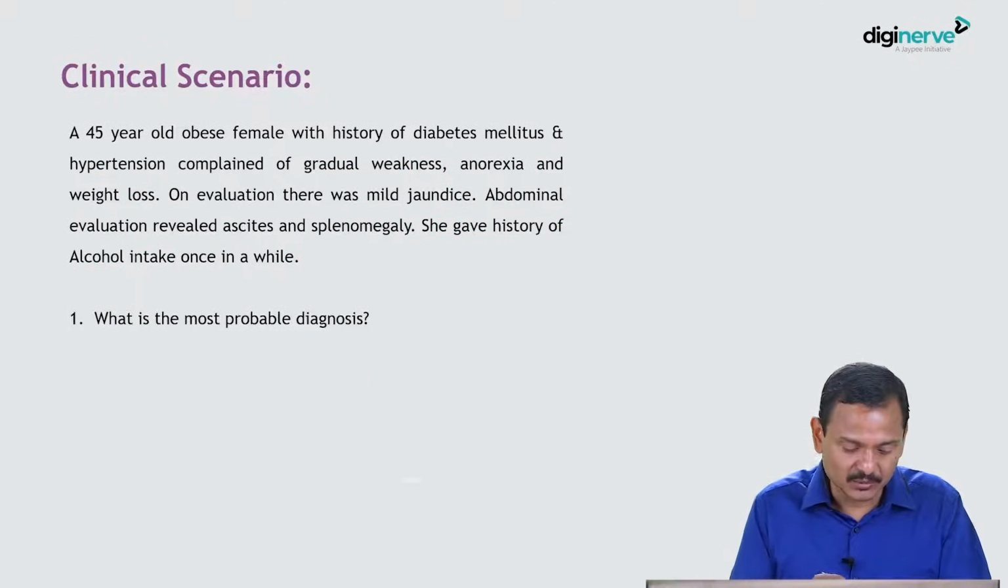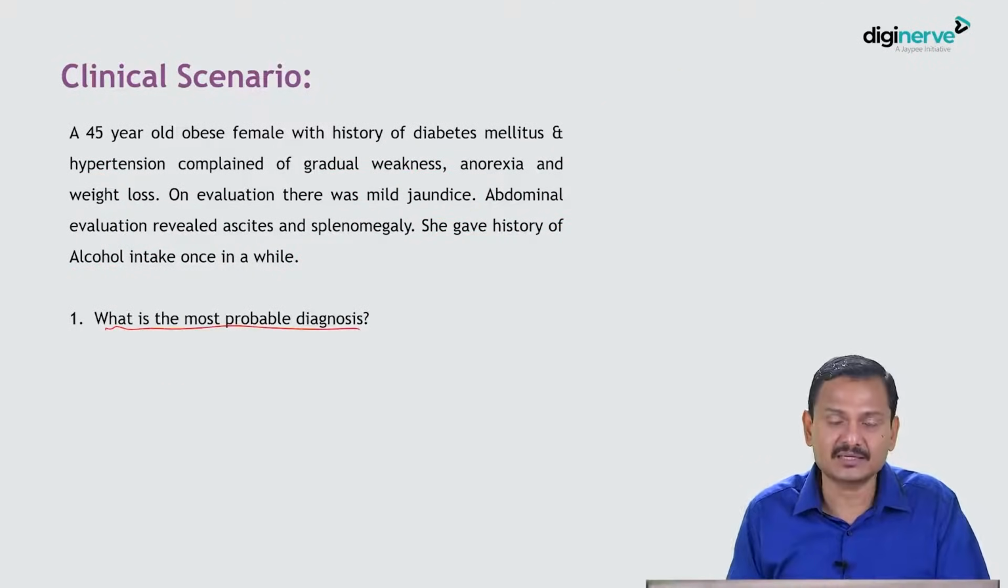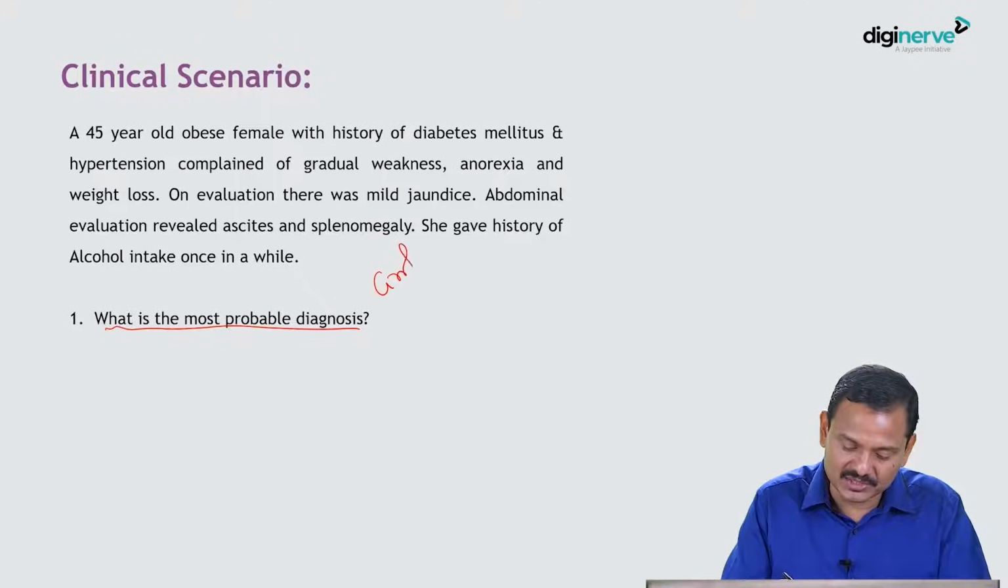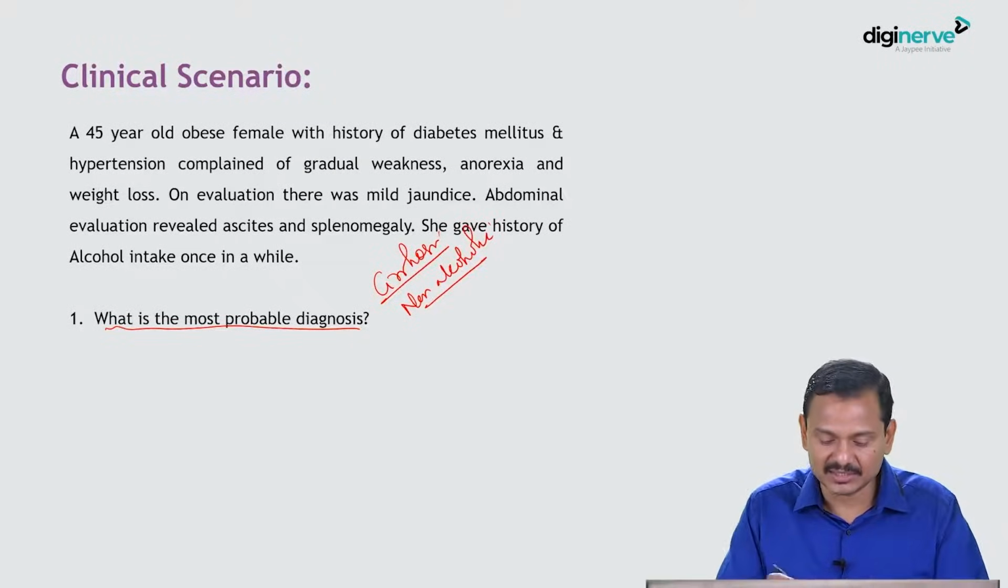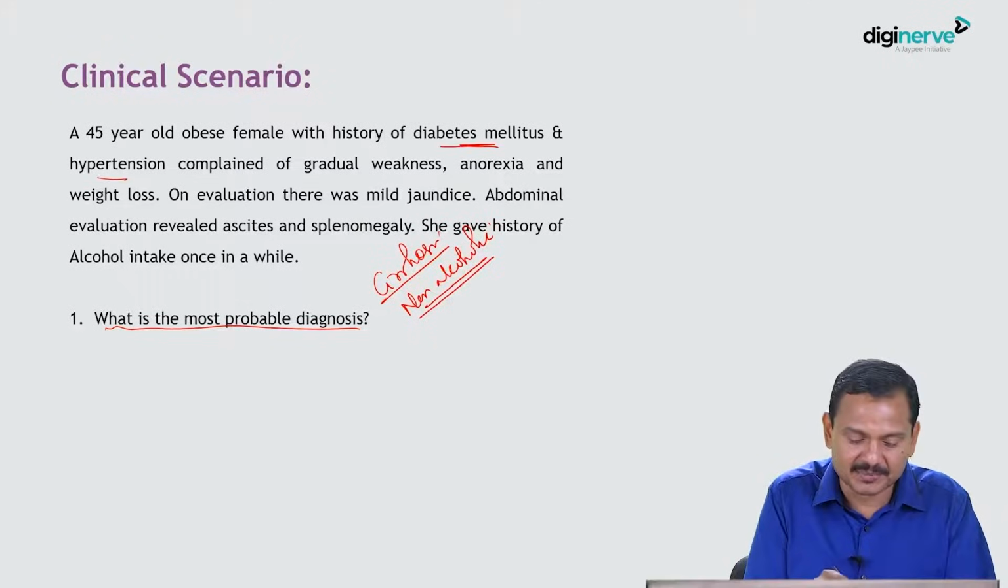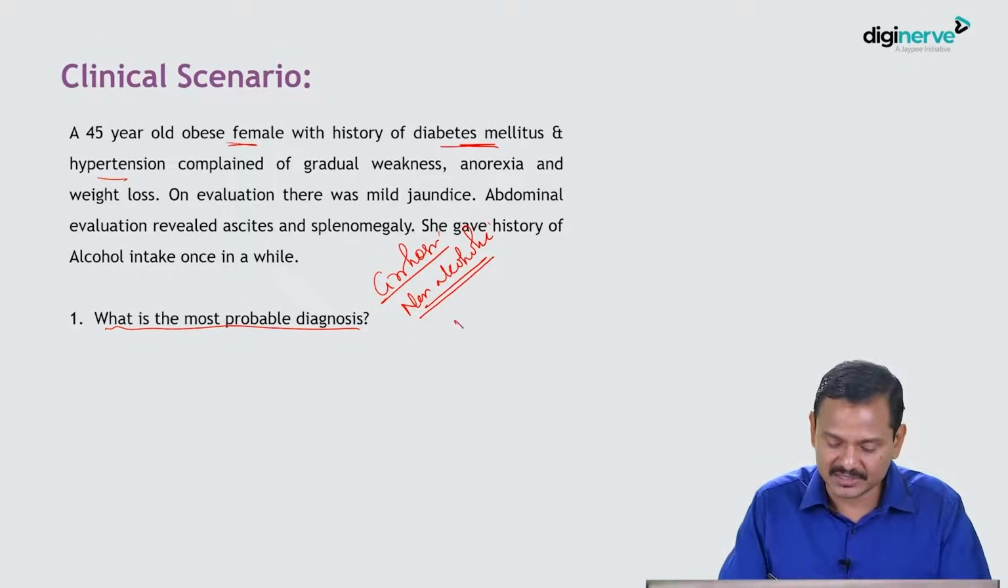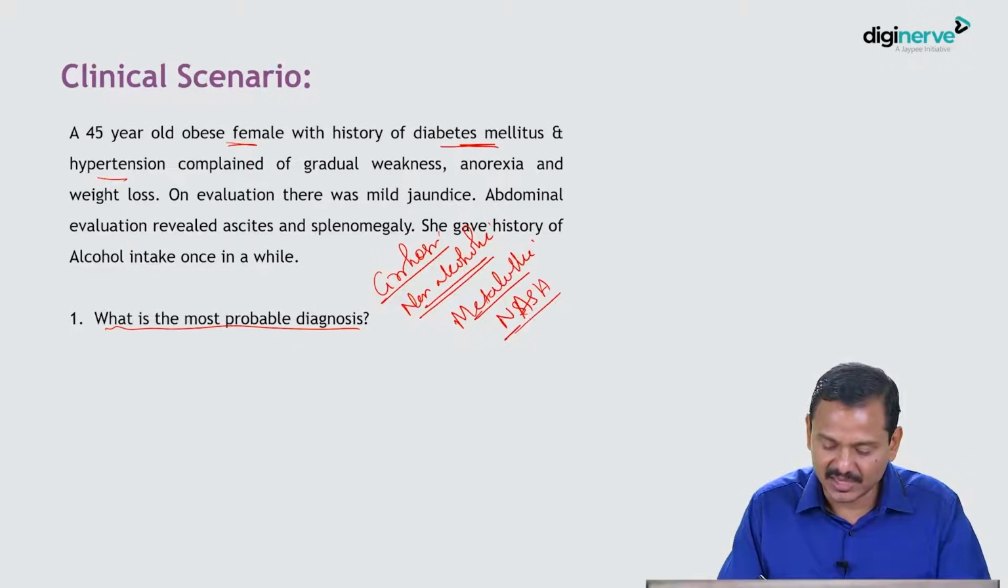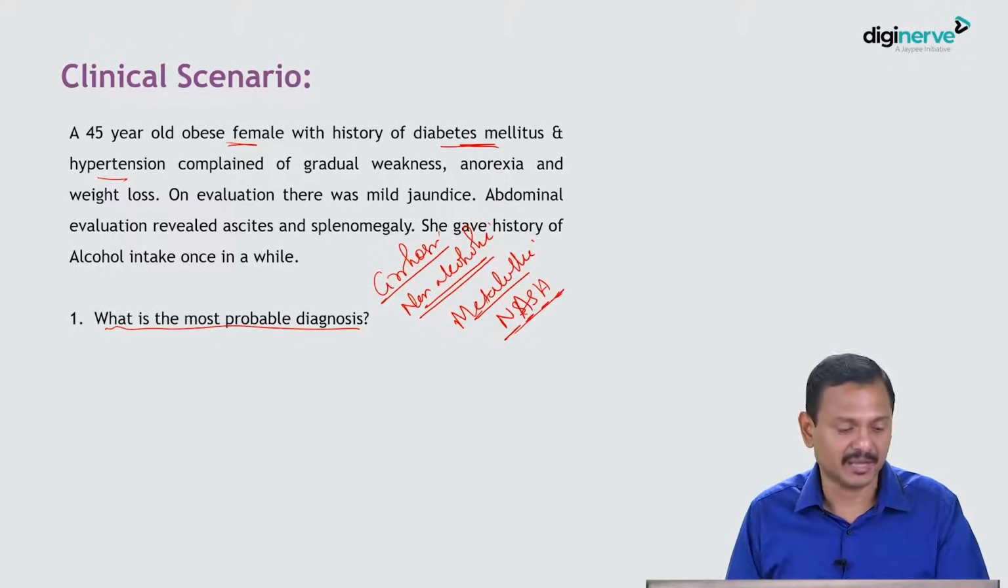So let's see what is the most probable diagnosis. The most probable diagnosis is cirrhosis, and that is because of a non-alcoholic cause. The previous one was alcoholic, here it is non-alcoholic, and if you combine diabetes, hypertension and obesity, all this indicates a metabolic condition, and this metabolic condition is common in NASH, or non-alcoholic steatohepatitis.